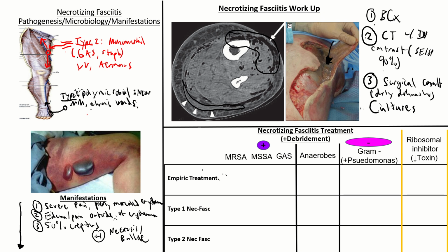So your typical broad spectrum antibiotic you're going to use in this case is something that has good gram-positive broad spectrum coverage, so something like vancomycin. You can use daptomycin as well. And then you're going to need something that has good gram-negative and pseudomonas coverage, as well as anaerobic coverage for that type 1 polymicrobial necrotizing fasciitis.